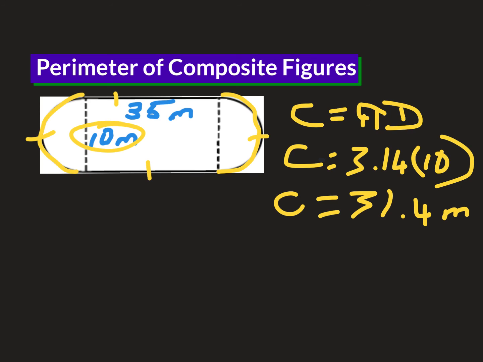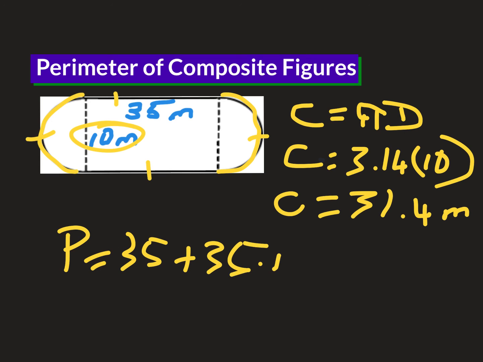Also, I have to add the length of these two straight lines, which are 35 meters, so the total perimeter is 35 plus 35 plus 31.4, or 101.4 meters.